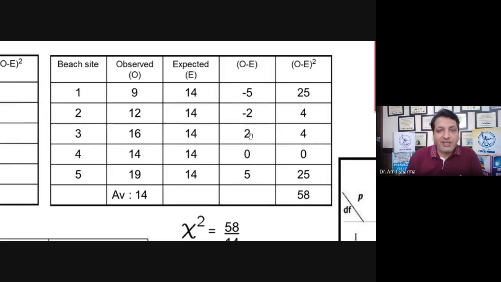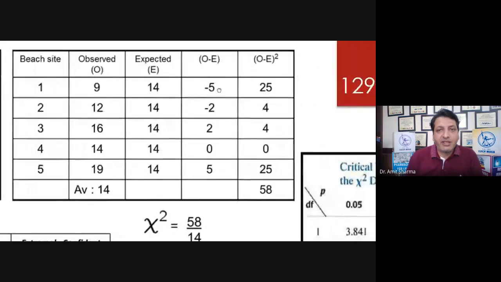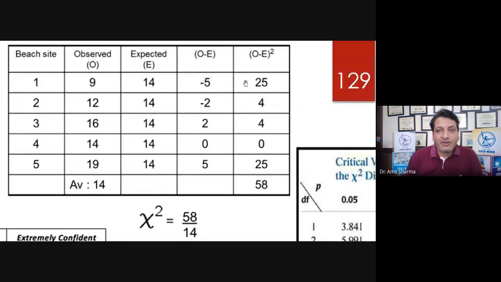So O minus E is what we have calculated, and after that we have to square the O minus E. The square of minus 5 is 25, 2 squared is 4, 4, 0 and 25. And we have to take the sum of this. So the sum of this was found to be 58.